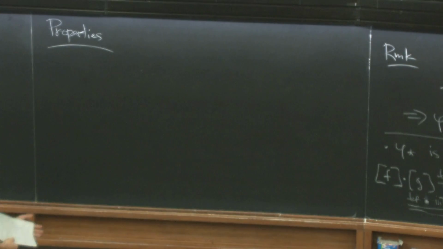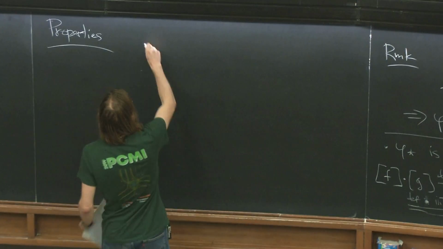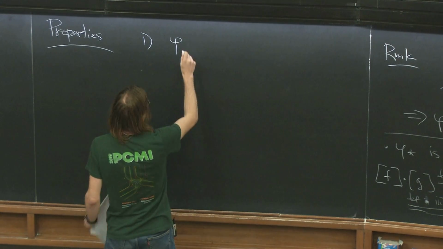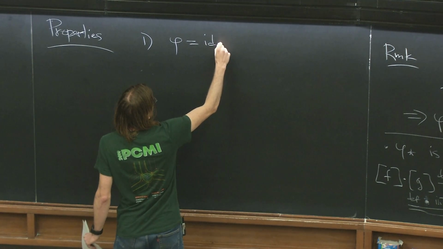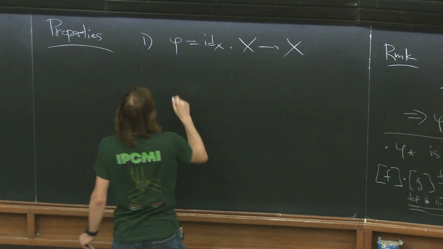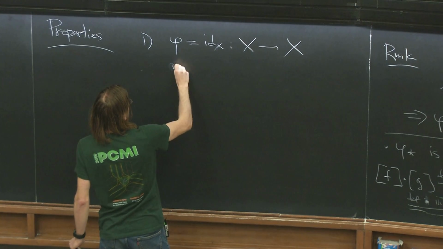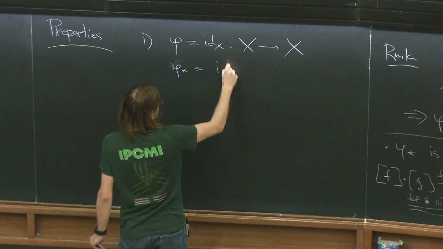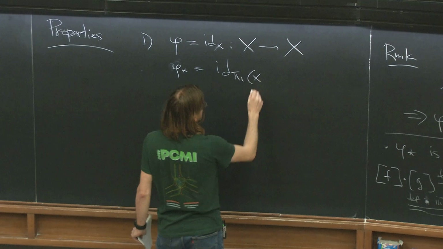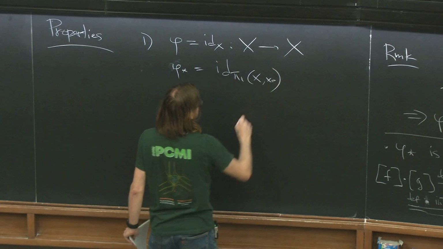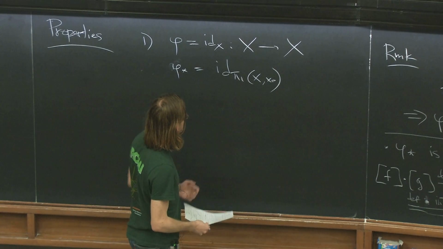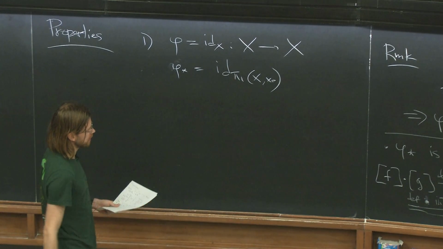So the push forward has some nice properties. The first property is that if we take the identity map, just a map from X to itself, then its push forward is the identity homomorphism on the corresponding fundamental group. Well, this is a kind of trivial statement. It's immediately seen from the definition.